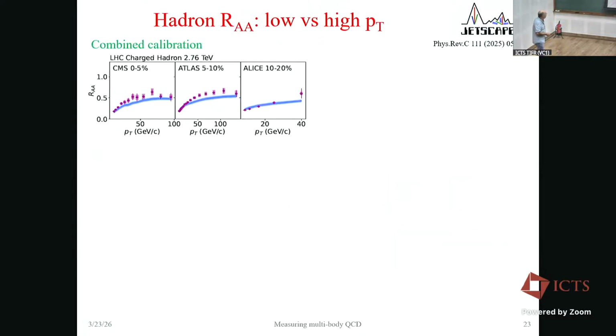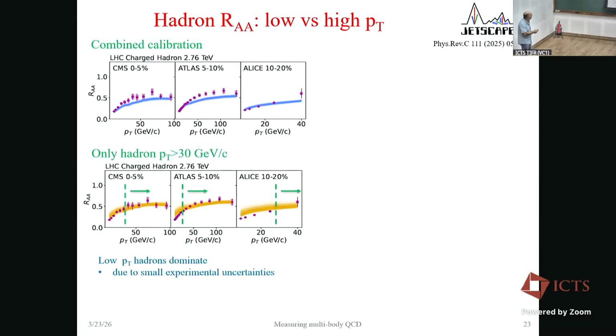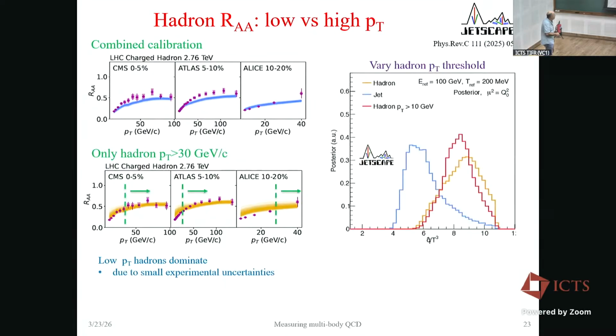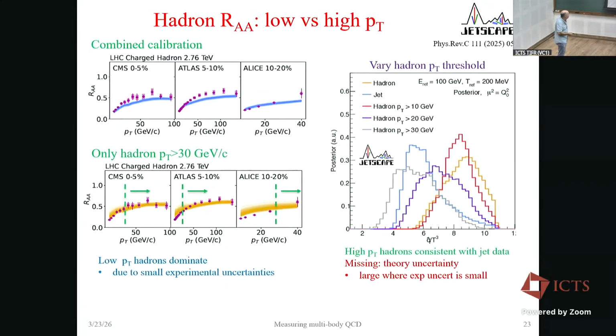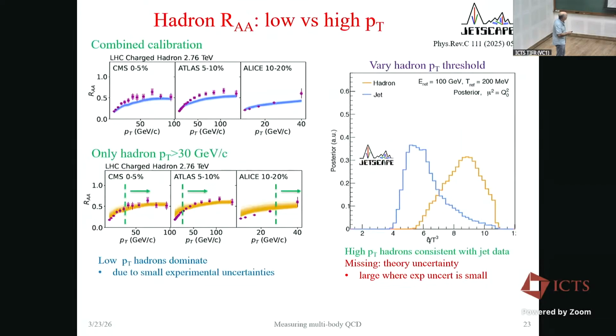And if we now look in detail at how well the fits go, if we only consider hadrons above 30 GeV, we get a substantially better fit than if we do the entire data set. So now, let me see if this is live, good. So now what we're doing is we're looking at the posterior distributions and we're setting thresholds on the pT of the hadrons we're considering.